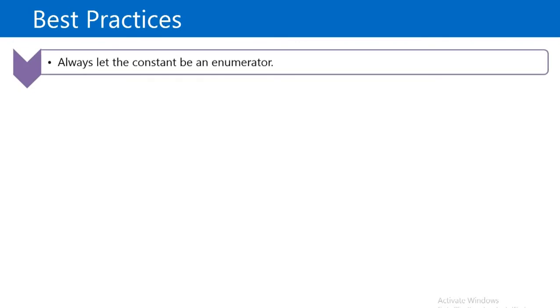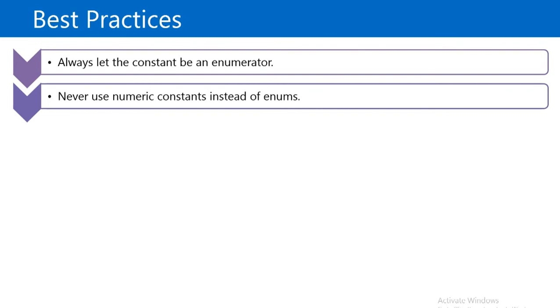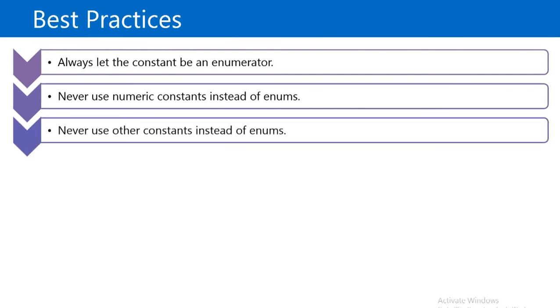Let's review a few more best practices for working with enums and constants. Always let the constant be an enumerator. Never use numeric constants instead of enums. Never use other constants, such as other enum types, instead of enums.